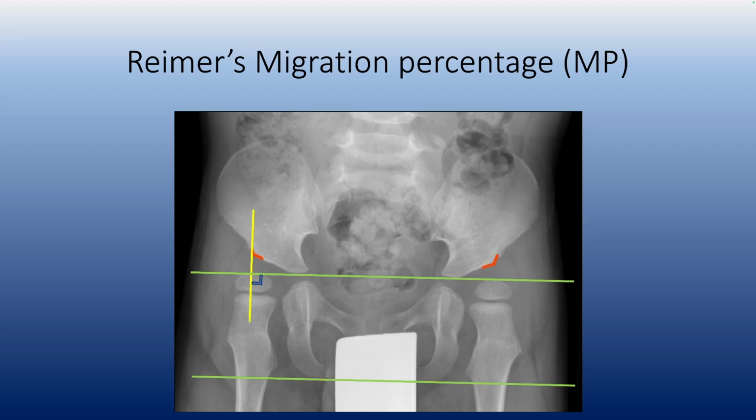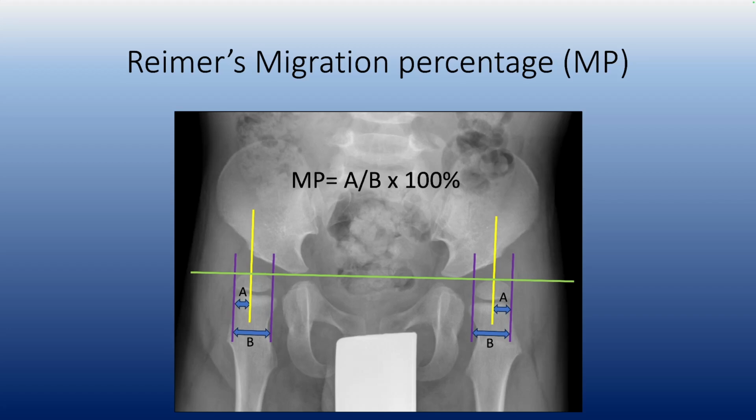Next, Perkins' line is drawn perpendicular to Hilgenreiner's, in line with the lateral corner of the acetabulum. Finally, lines parallel to Perkins' line are drawn, marking the lateral and medial borders of the ossified femoral head. With these markings in place, the width of the head lateral to Perkins' line is measured, as is the overall width of the ossified femoral head. Migration percentage is then calculated from these two numbers.